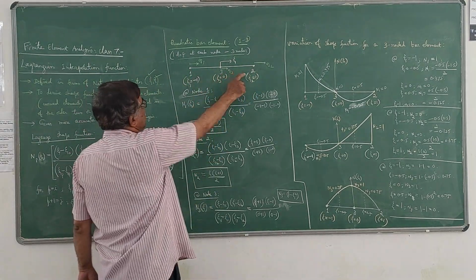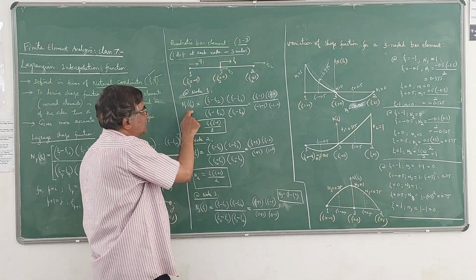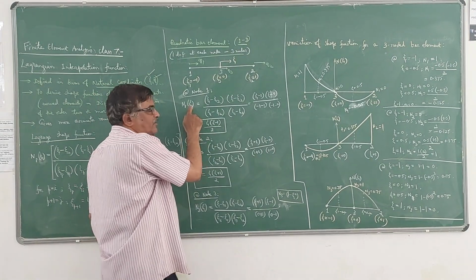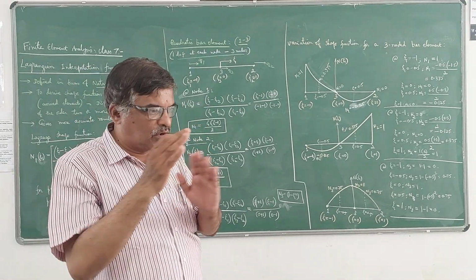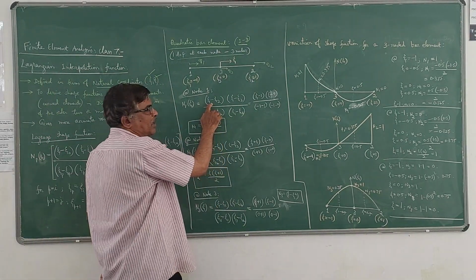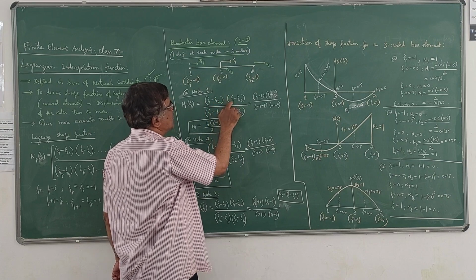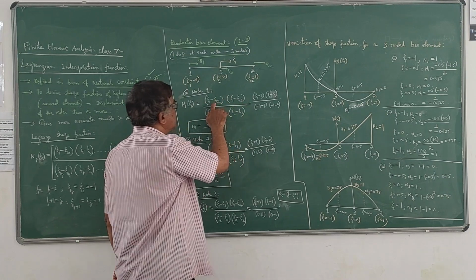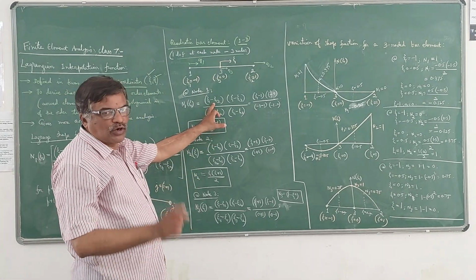There are 3 nodes here, out of which for the first node I am writing the shape function, the n1 value. If you are writing the n1 value, the other 2 nodes you have to consider. So in the numerator it becomes zeta minus zeta 2 into zeta minus zeta 3. The zeta minus zeta 1 term won't come here.